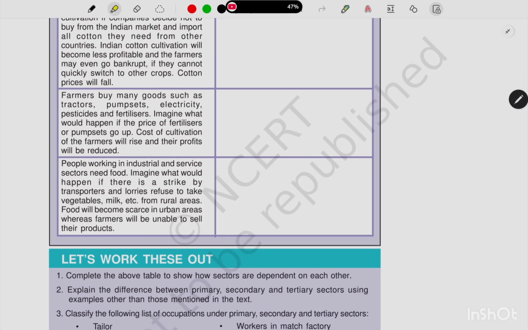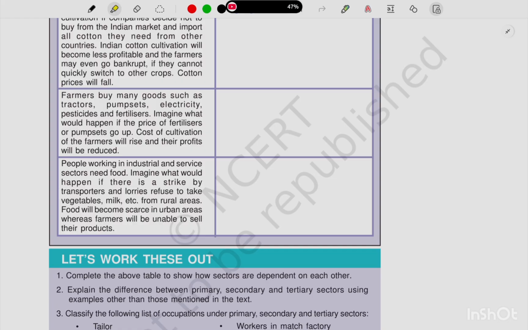Farmers buy many goods such as tractors, pump sets, electricity, pesticides, and fertilizers. Imagine what would happen if the price of fertilizers or pump sets goes up. The cost of cultivation of the farmers will rise and their profits will be reduced. This shows how the primary sector is dependent on the tertiary sector.